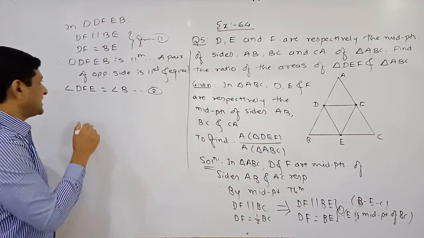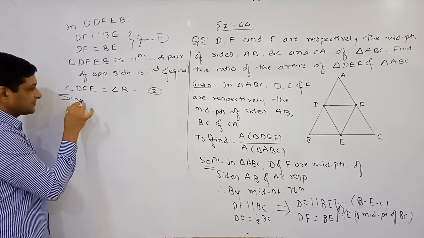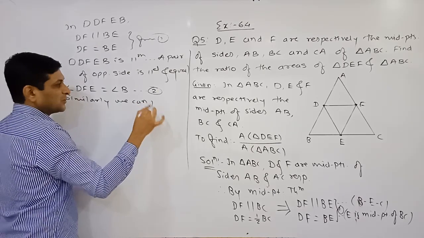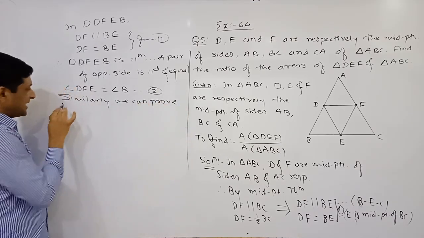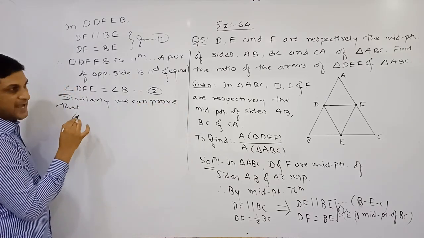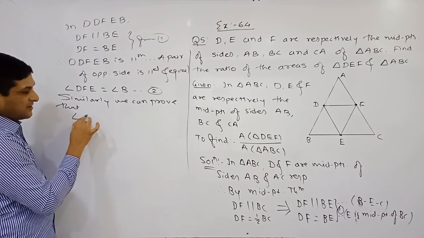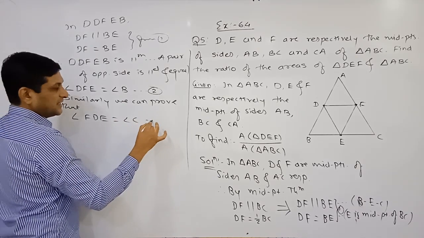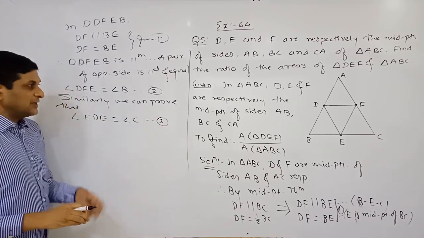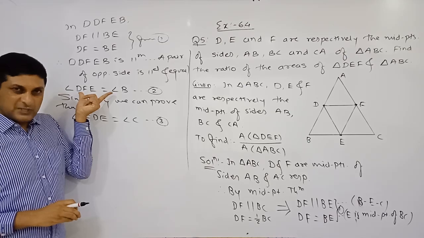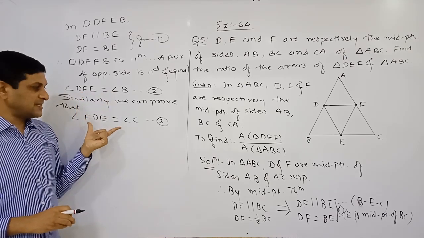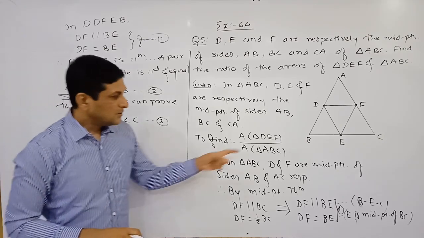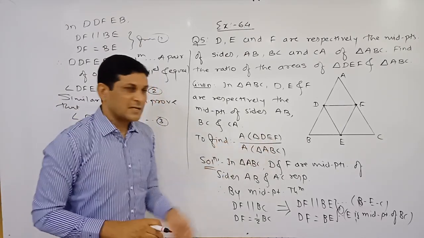So that's why here we are saying that similarly we can prove that angle FDE is equal to angle C. Let us denote it by equation number 3. Whatever method we have used to show that these two angles are equal, exactly the same method we are using to show that these two angles are also equal.